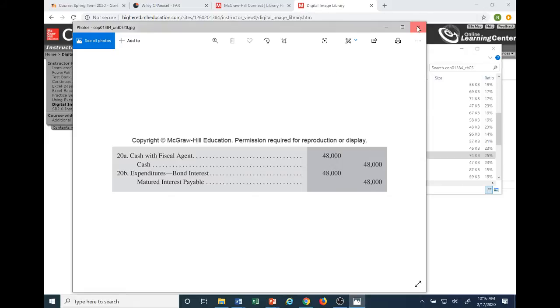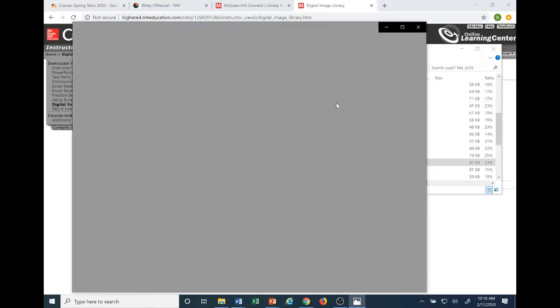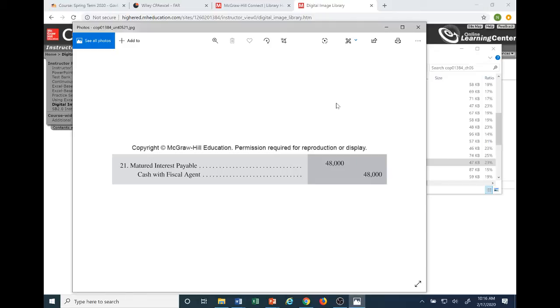So next, let's look at the next thing. When the fiscal agent reports that checks have been issued to all bondholders, the government is going to make the following entry. At this point, we're going to debit matured interest payable that we just set up as a credit, and then credit cash with fiscal agent of 48,000. So what does this entry accomplish from the previous entry? Well, this gets rid of our liability, and we show that the cash is no longer there. The cash is no longer in the agent's hand, because he actually paid the liability.